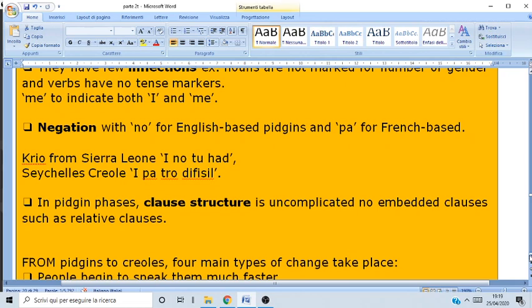Okay, so for instance, in Creoles like the one coming from Sierra Leone, you will hear something like, "I no get". And I forgot to write down the translation, but I guess it's something like, I don't have or I didn't have. Whereas in Seychelles Creole, you'll find something like "I pa difficile". It's not difficult or something like that. Where the word "no" indicates negation for English-based Pidgins and "pas" for French-based Pidgins.